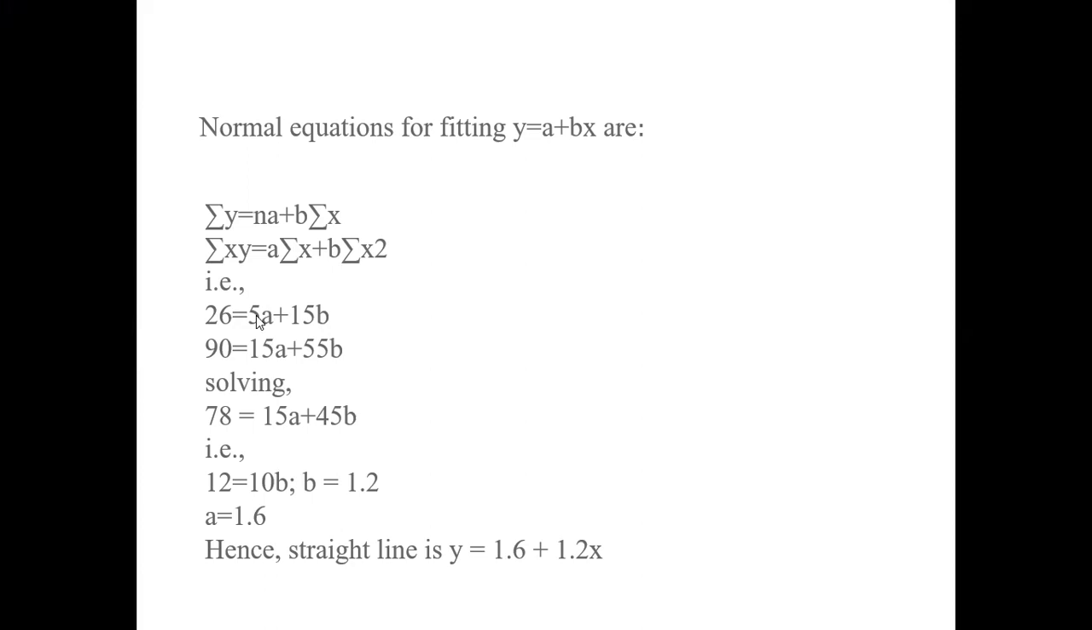Then multiply equation 1 by 3. Then equation 1 becomes 78 is equal to 5 into 3, 15a, plus 15 into 3, 45b. Then by subtracting these two equations, 90 minus 78 is 12, 15a gets cancelled, 55 minus 45 is 10b. Then 10b is equal to 12. Then b is equal to 1.2. Put this value in that equation.